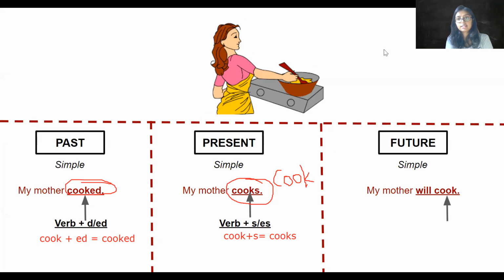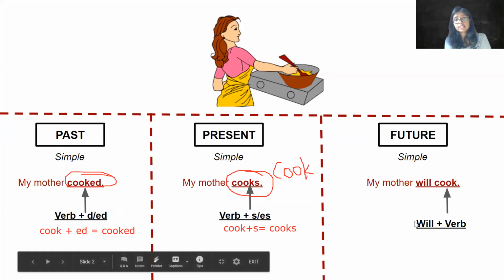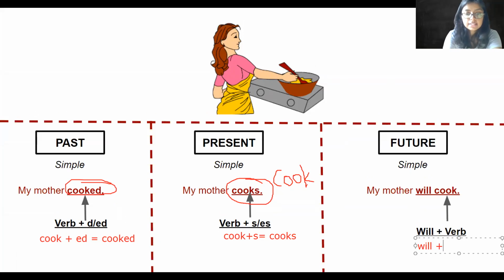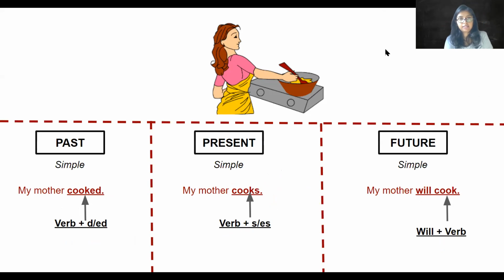Now for simple future tense, we just add will before the actual verb. So will plus cook, बस ऐड किया है. So my mother will cook. This is simple future tense. मेरी मम्मी खाना बनाएगी. My mother cooks. Verb is cook plus s. मेरी मम्मी खाना बनाती है. Simple past. My mother cooked. मेरी मम्मी ने खाना बनाया था. मेरी मम्मी खाना बनाती थी. All right. So these are a few examples of simple past, simple present, simple future tense.